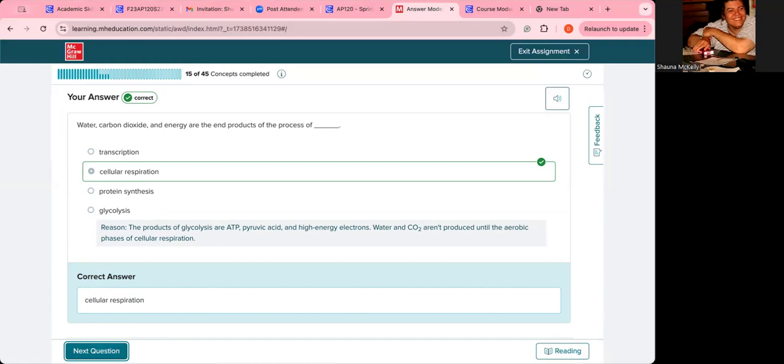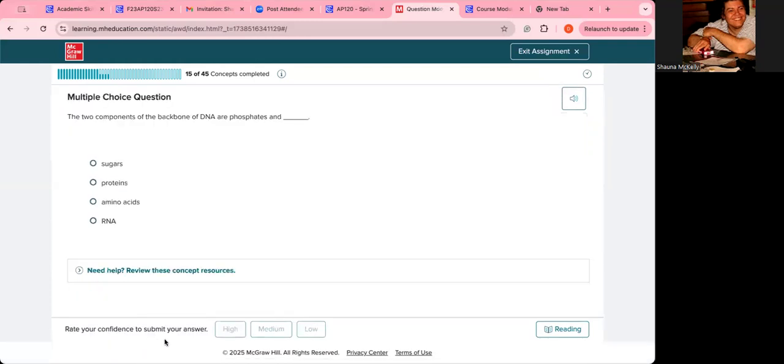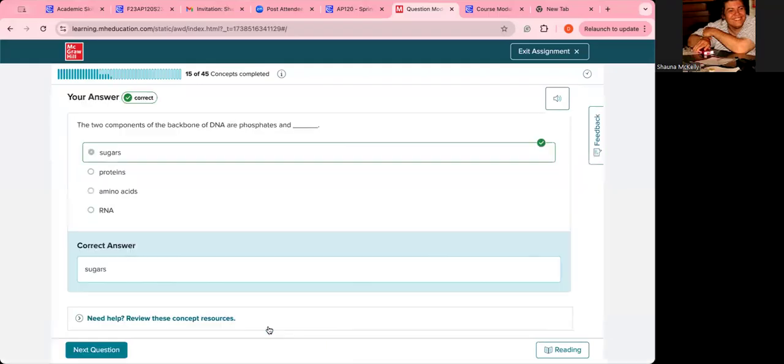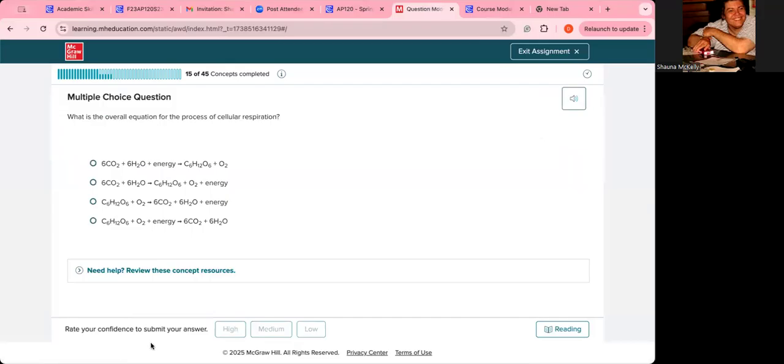Okay, cool. The two components of the backbone of DNA are phosphates and sugars. Very good. Yay! All right, cool. Moving along. Okay, what is the right formula?